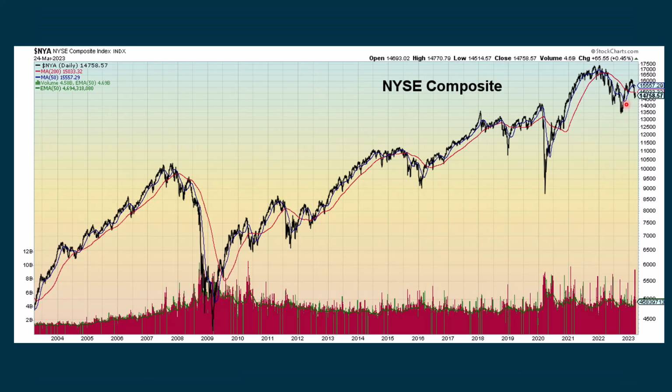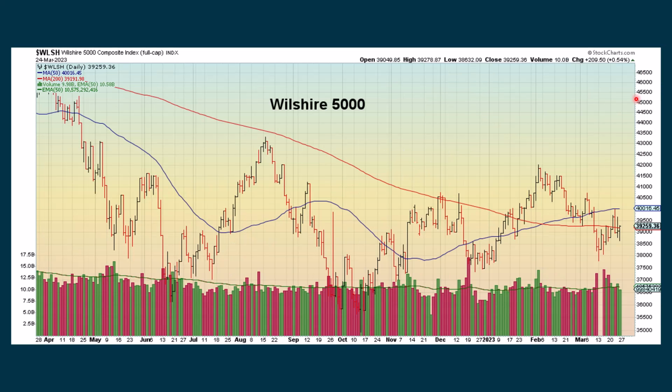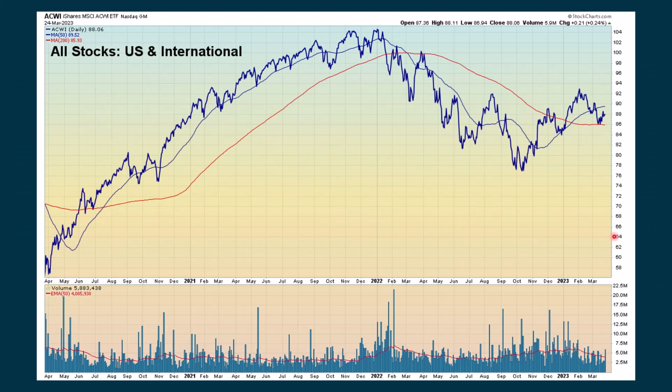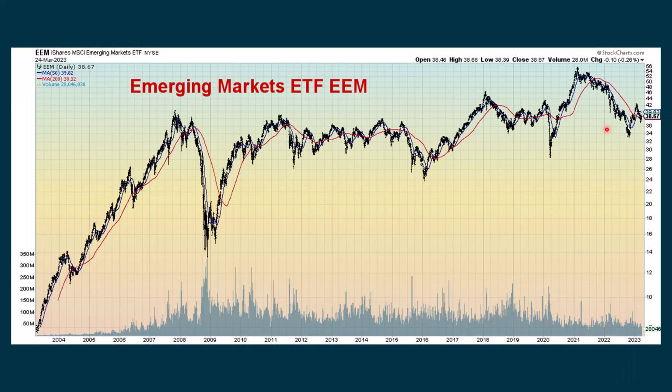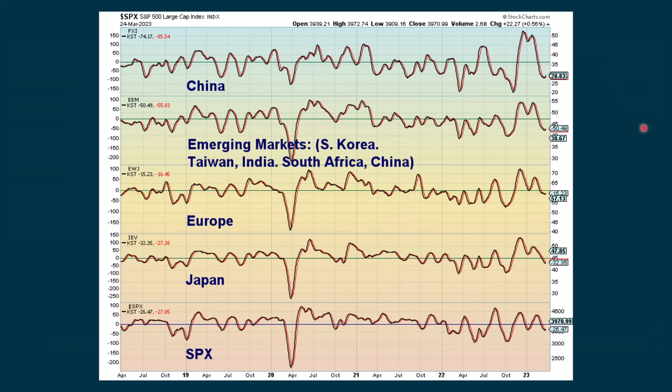The NYSE, recent golden cross, showing some weakness. The Wilshire, recent golden cross, then some weakness. All stocks, recent golden cross and weakness. Emerging markets, recent golden cross and some weakness.